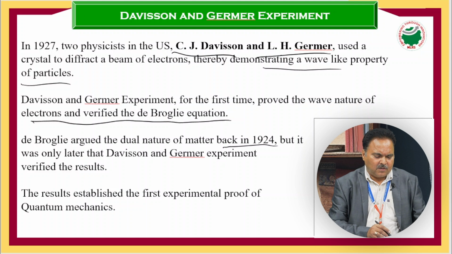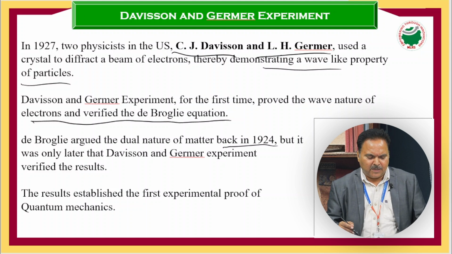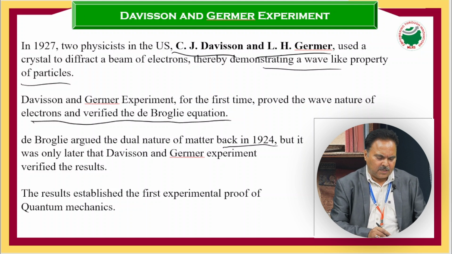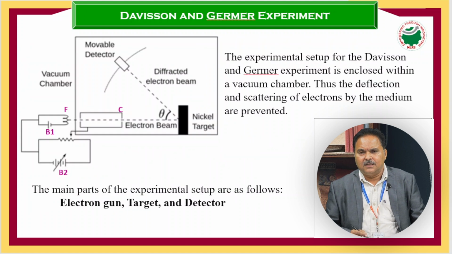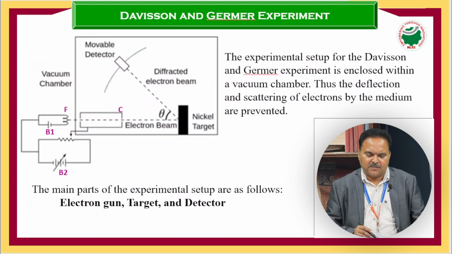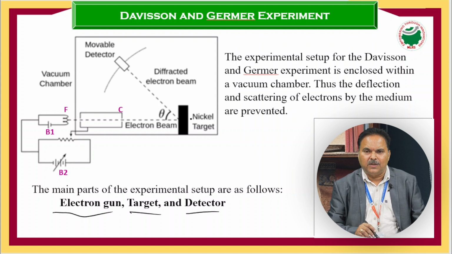So how does the Davisson-Germer experiment look? The experiment will be like this. There are three different parts in this experiment: an electron gun, a target, and a detector. It looks like this.